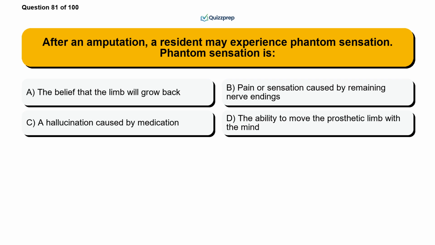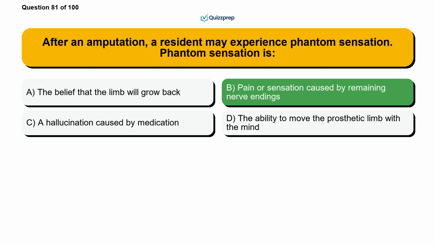Question 81. After an amputation, a resident may experience phantom sensation. Phantom sensation is, option A, the belief that the limb will grow back. Option B, pain or sensation caused by remaining nerve endings. Option C, a hallucination caused by medication. Option D, the ability to move the prosthetic limb with the mind. The correct answer is option B, pain or sensation caused by remaining nerve endings.